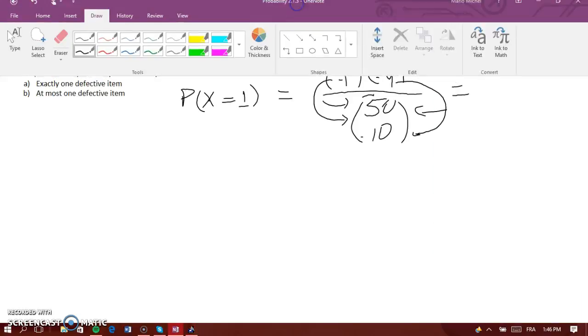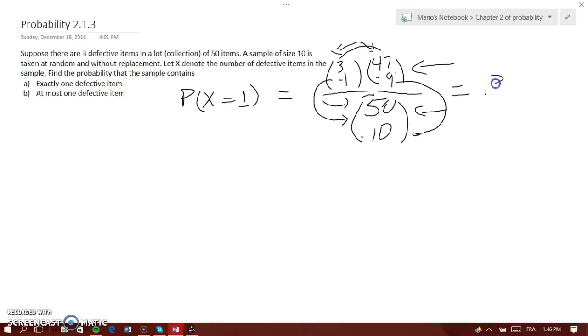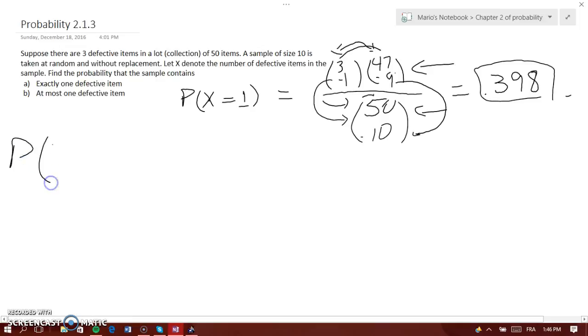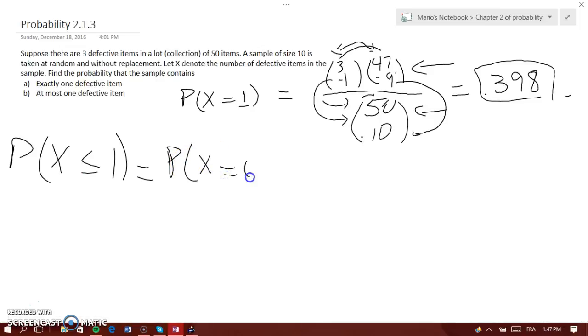So now the answer for that question will be 0.398. This is the probability that exactly one item is defective. Now, the probability that at most one is defective, which means the probability that x is less than or equal to 1, is the probability that x equals 0 plus the probability that x equals 1. Because it's at most 1, that means it cannot be more than 1.